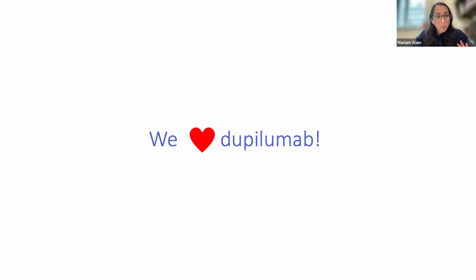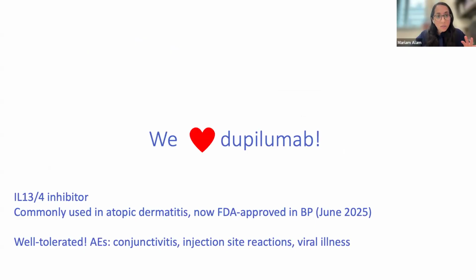But Dupixent is our go-to. So we in dermatology love dupilumab for atopic dermatitis. We also love it for bullous pemphigoid. And just a quick review of what Dupixent is. So Dupixent or dupilumab is an IL-13 4R inhibitor. It's very commonly used in atopic dermatitis. I'm sure you all have some patients on it. And then it got FDA approved for bullous pemphigoid last year, which was really exciting.